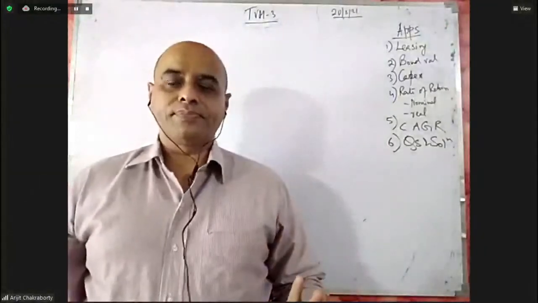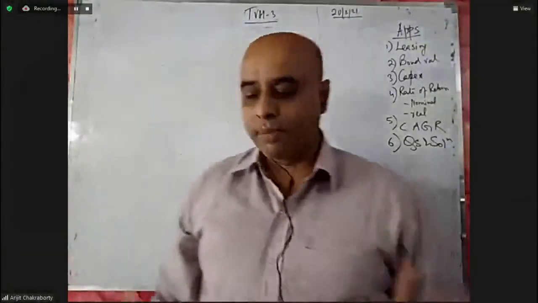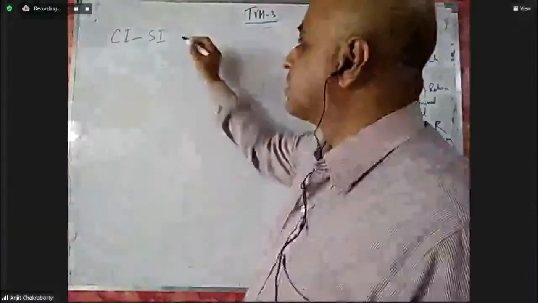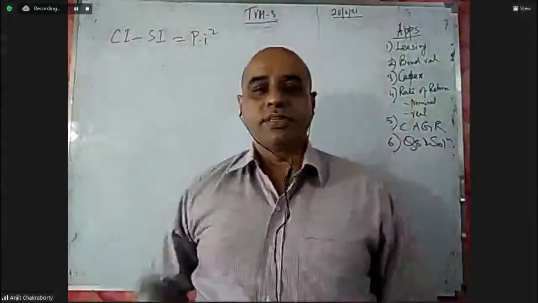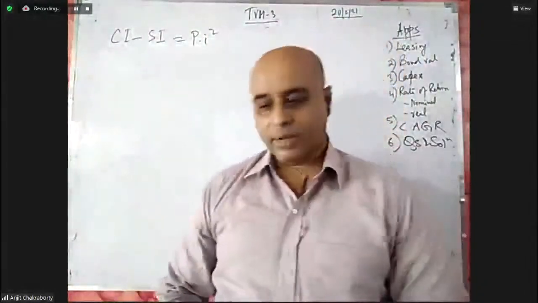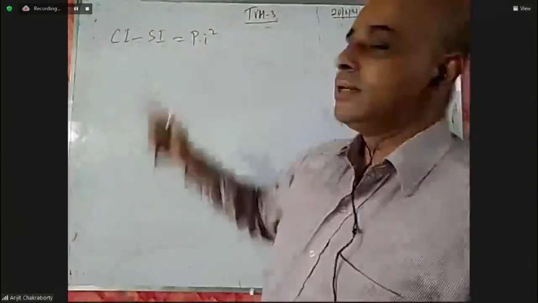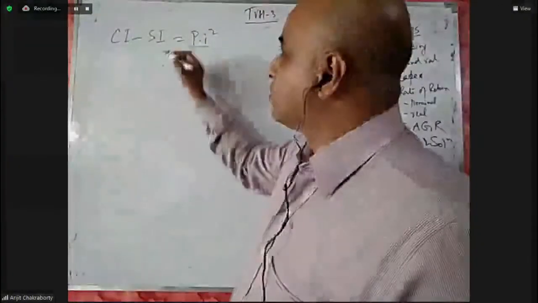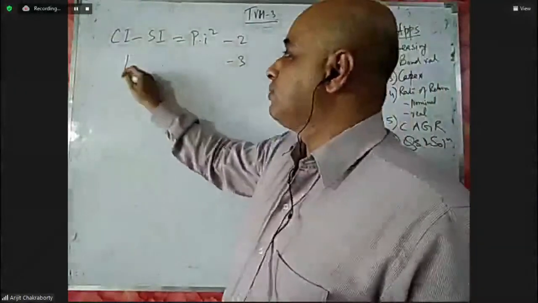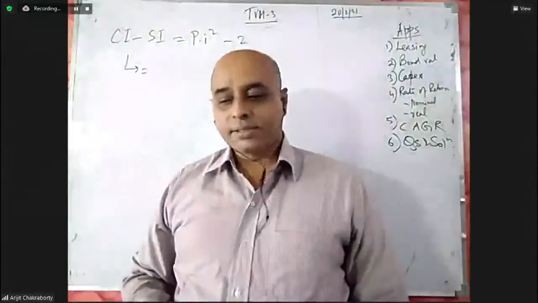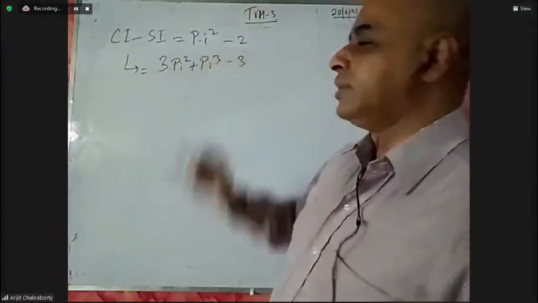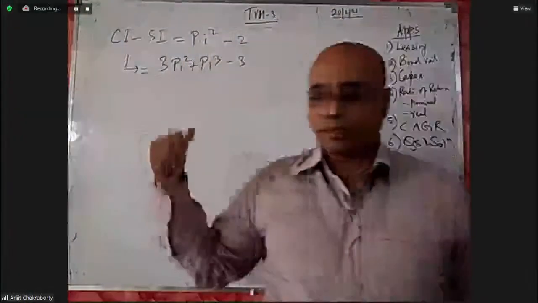We did questions on 2-3 important formulas. You remember that the difference between the compound interest minus simple interest for 2 years is P into I square, where P is the principal and I is the interest rate. For 3 years, the same difference, compound interest minus simple interest, will be equal to 3 into PI square plus PI cube. This is something we have discussed, and we will do some problems on that.